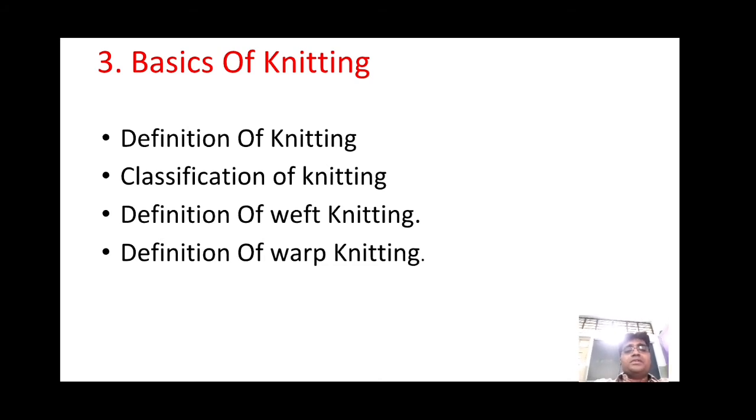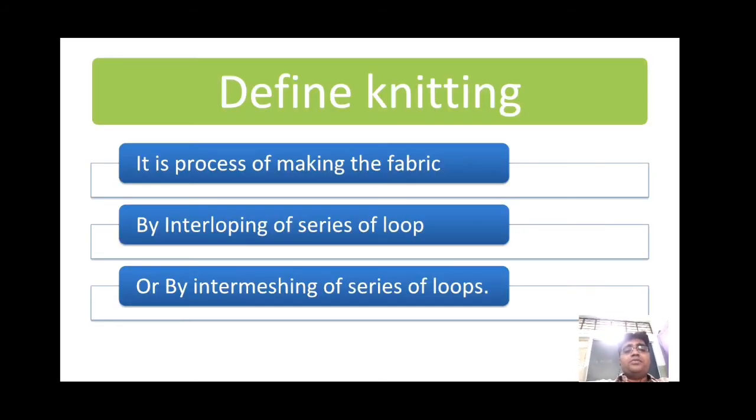Now let us start with the very first item, the definition of knitting. Knitting is a process of making fabric. It is a process which is going to produce the fabric. How is it going to produce the fabric? By interlooping of a series of loops.